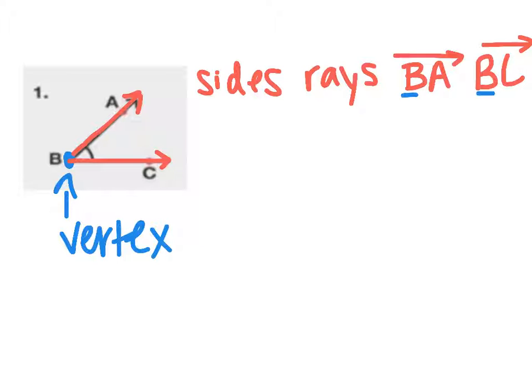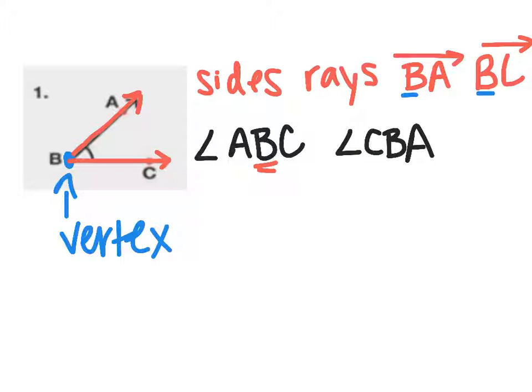Same thing when you name this angle. This is the angle symbol. It looks like a little angle, so that makes sense. This angle can be labeled A, B, C, but B has to be in the middle because B is the vertex, so it can't be BAC. B has to be in the middle. Another name could be C, B, A, but again, B has to be in the middle because it's the vertex.